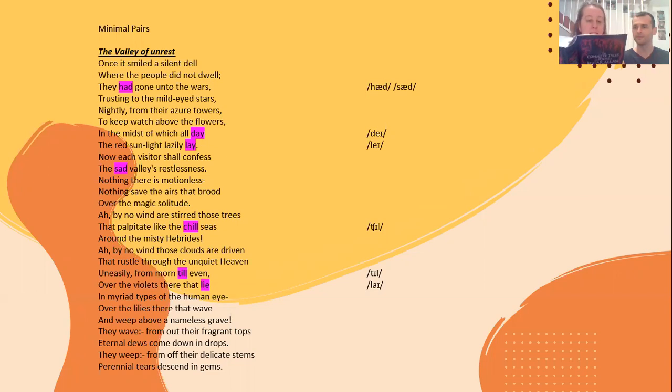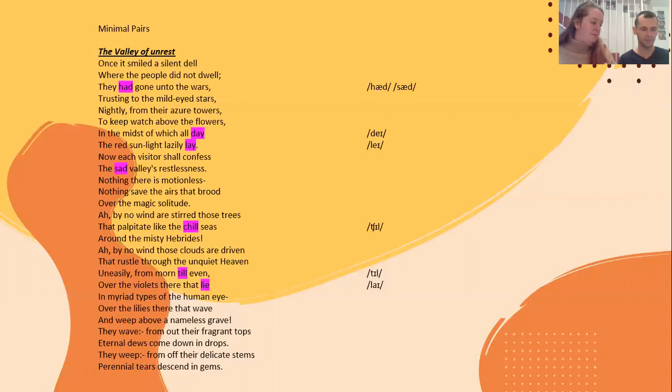Once it smiled a silent dell, where the people did not dwell. They had gone unto the wars, trusting to the mild-eyed stars, nightly from their azure towers, to keep watch above the flowers, in the midst of which all day the red sunlight lazily lay. Now each visitor shall confess the sunny valley's restlessness. Nothing there is motionless, nothing save the airs that brood over the magic solitude. Ah, by no wind are stirred those trees that palpitate like the chill seas around the misty Hebrides.